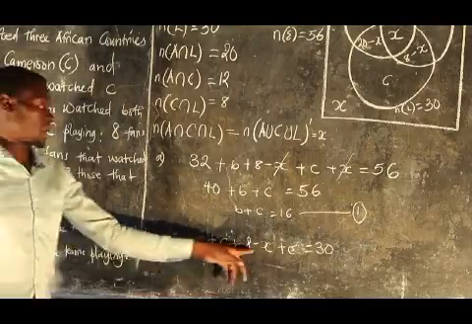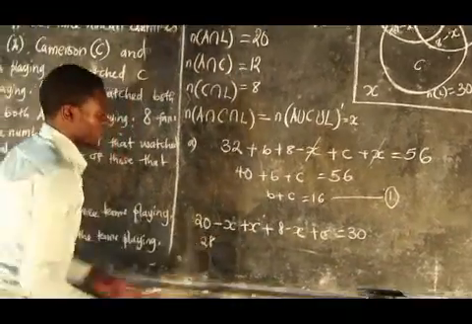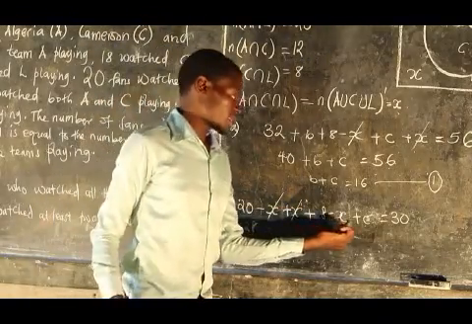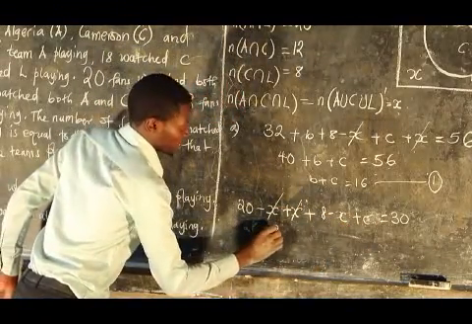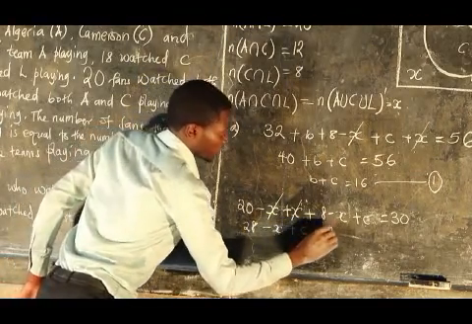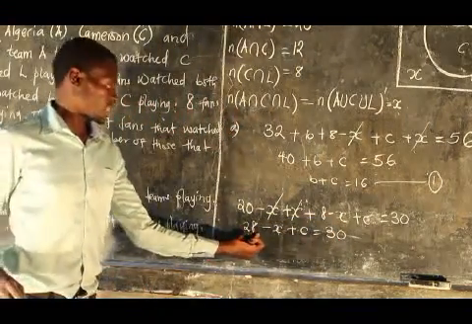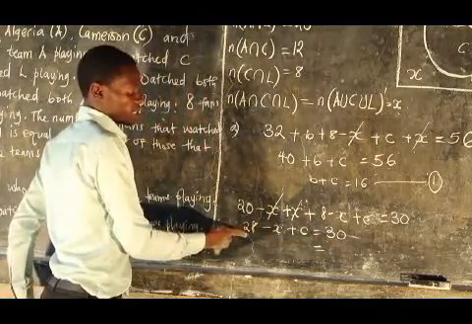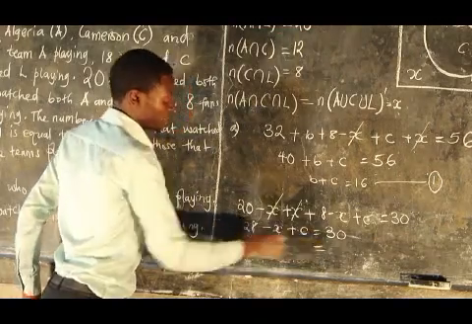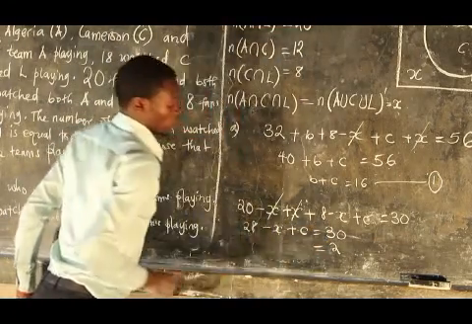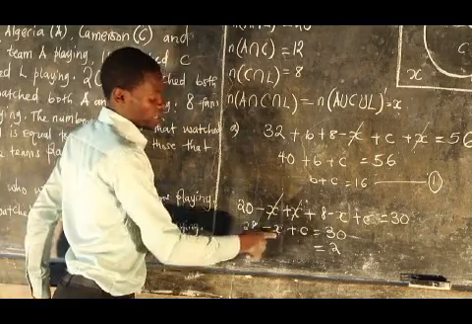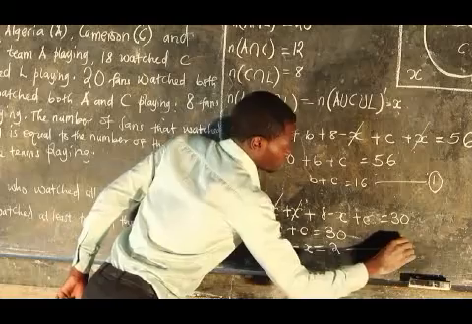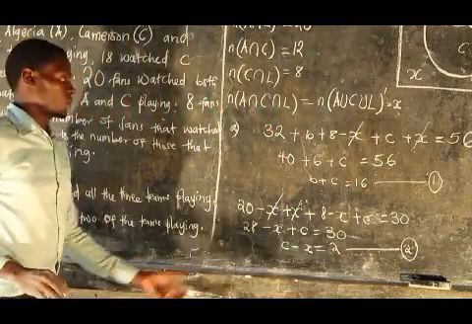Now here we have 20 plus 8, that's 28. This is negative, this is positive, we know these ones will cancel. Now this is minus x and then c. So this is minus x plus c equals to 30. Now we put it the other side. So 30 minus 28, we remain with only 2. And negative x plus c is the same as c minus x. Now this one is going to be our equation number 2.